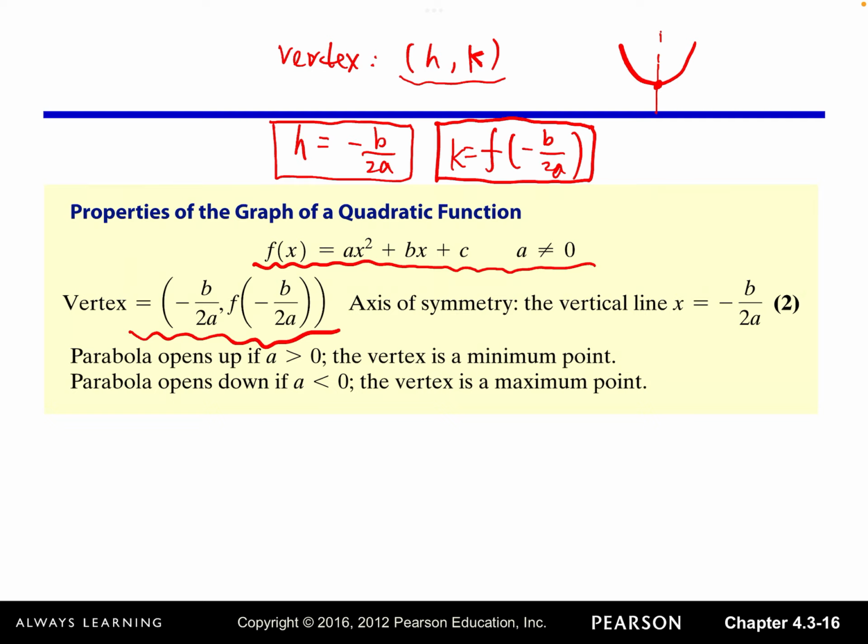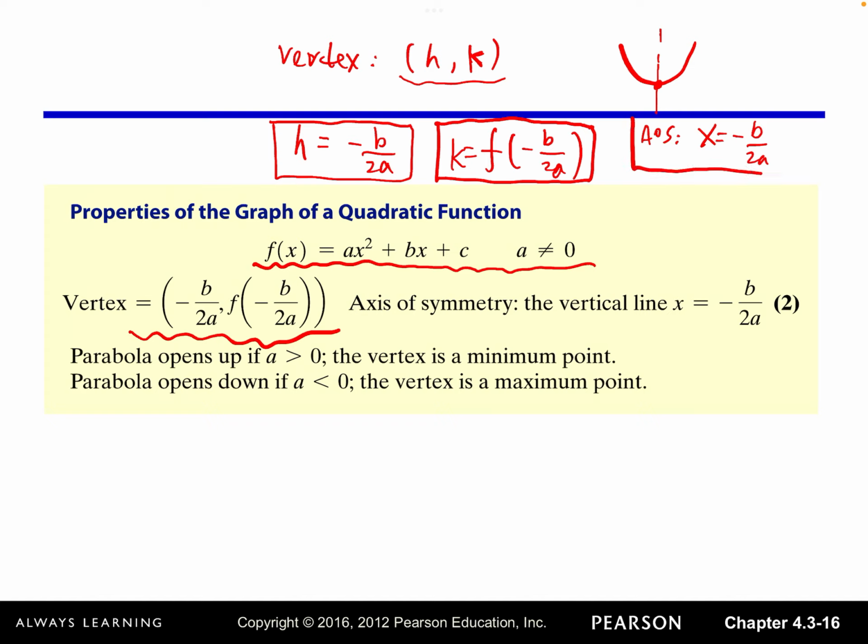Okay, so for the y coordinate, we evaluate the function when x equals negative b over 2a. And also we noticed the axis of symmetry is a vertical line passing through the vertex. Therefore, this vertical line we can write as x equals negative b over 2a. They must have the same x coordinate, right, the vertex and the axis of symmetry.